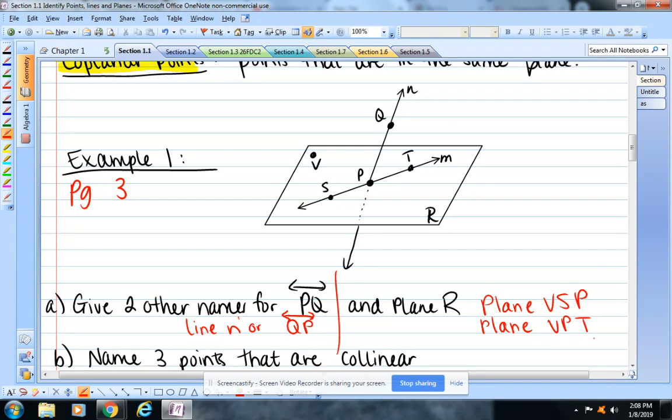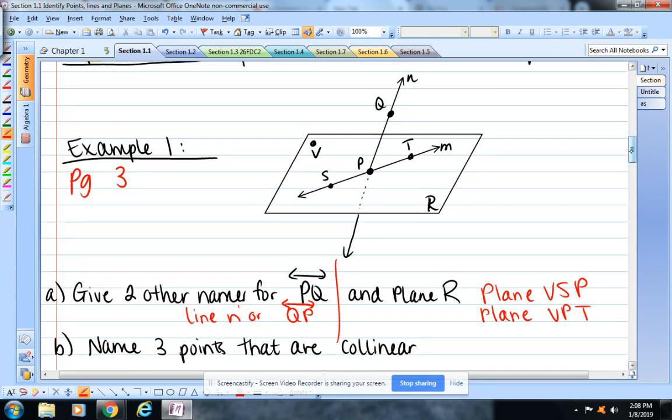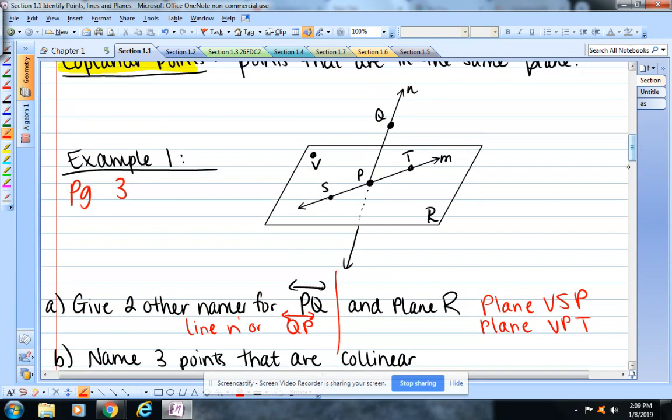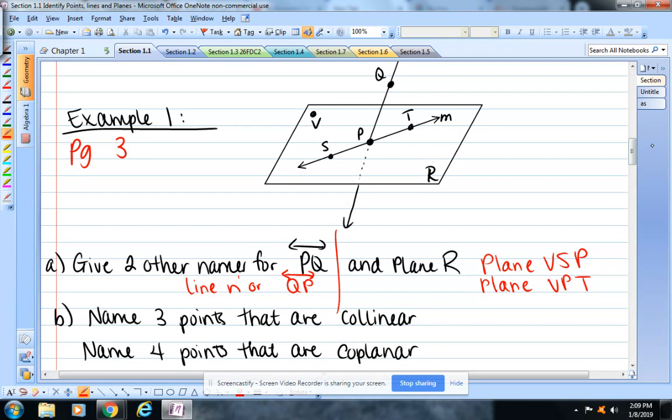Okay? So problem B says, name 3 points that are collinear. For one thing, are M and N points? No, they're names of those lines. Those are just names of those lines. They are not points at all. So give me 3 points that are collinear.